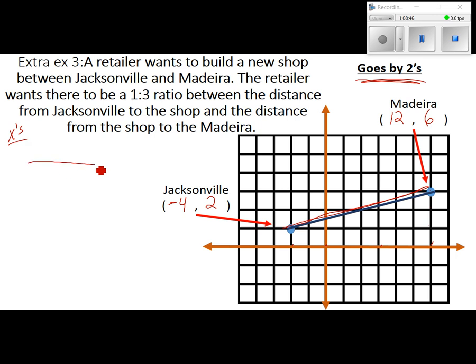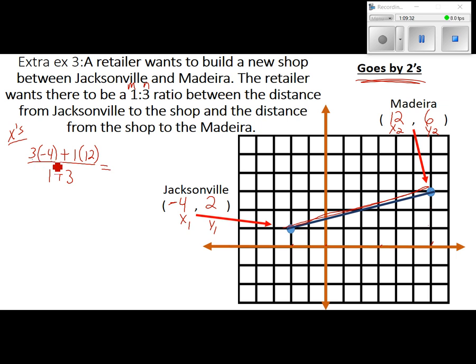Where are we starting at? We're starting at Jacksonville, so this is our start. This is our X1. That's our Y1. That's our X2. That's our Y2. This is our M. This is our N. And we're going to put all that in. N is 3 times -4 plus 1 times our X2, which is 12, divided by 1 plus 3 on bottom.